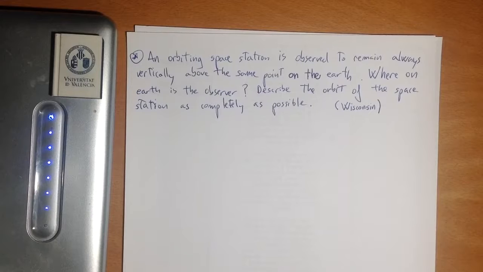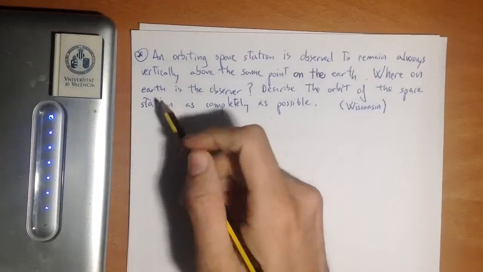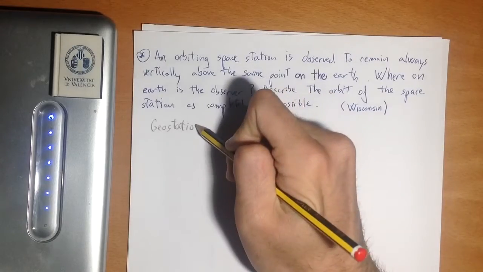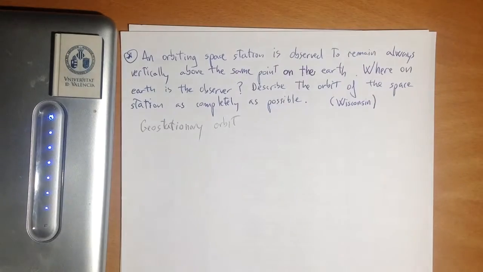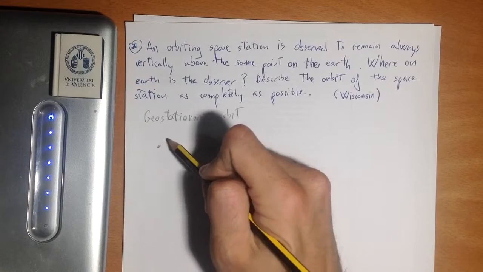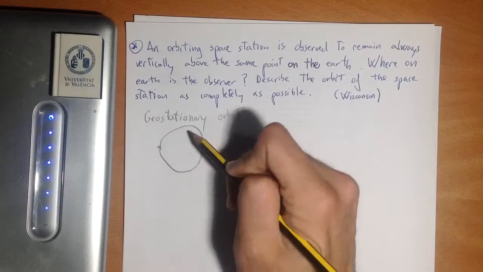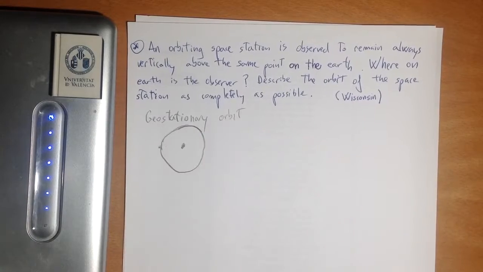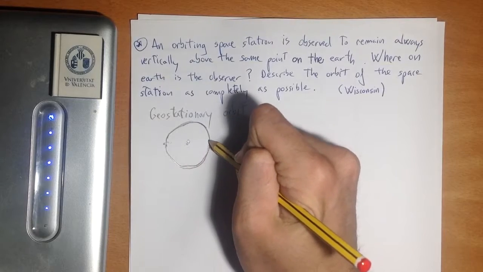First of all, we have to be familiar with the concept of geostationary orbit. What does that mean? A geostationary orbit is the one that describes an object with an orbital velocity around, in this case, the Earth. Okay? Sorry for the bad circle.